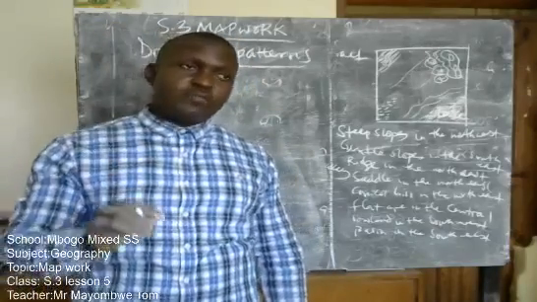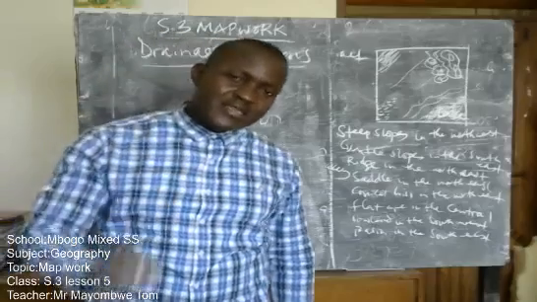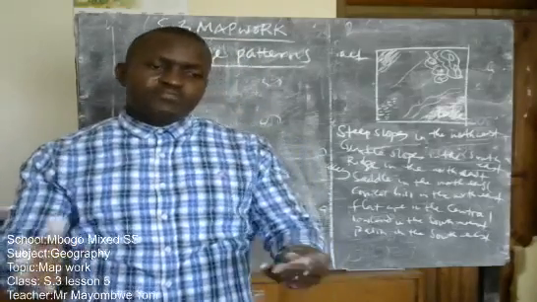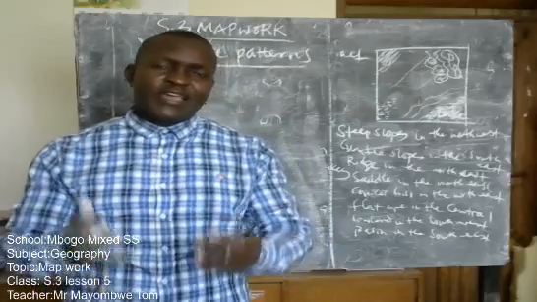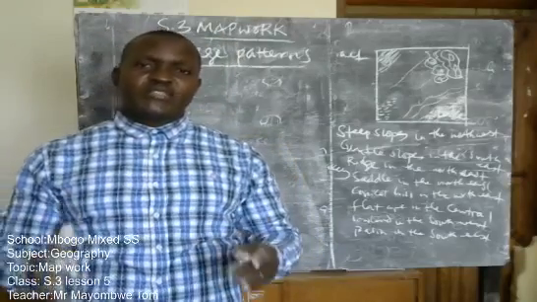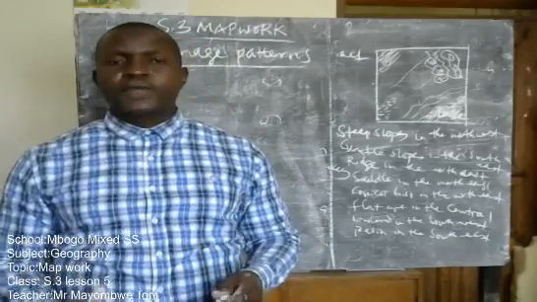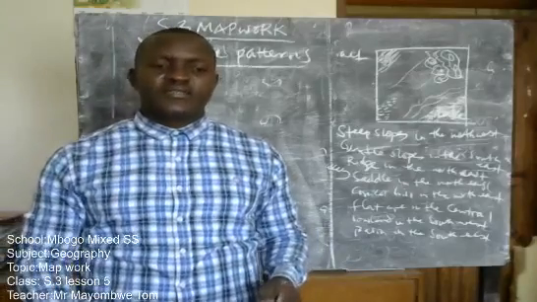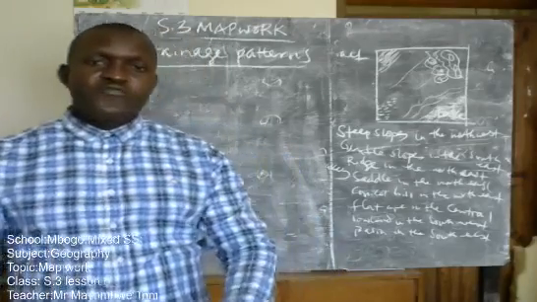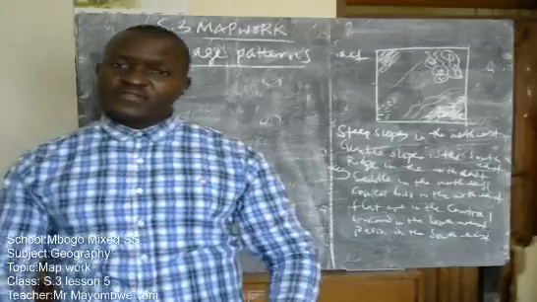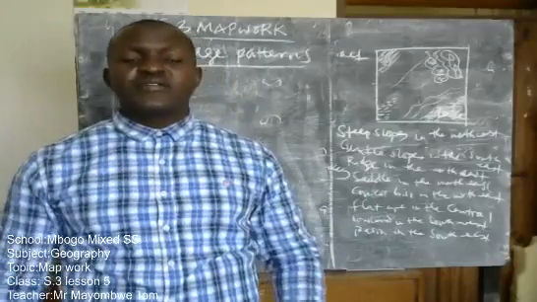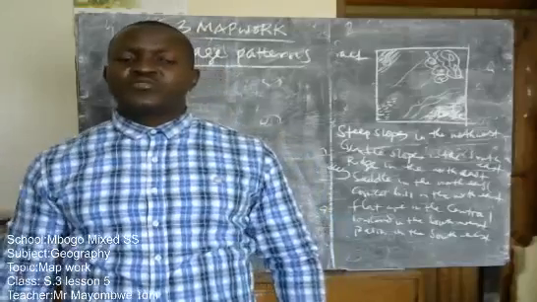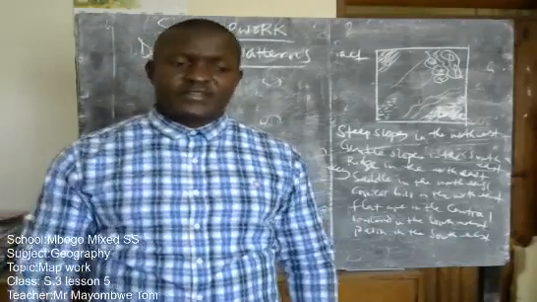But when we talk about a drainage pattern, by definition it is a plan or a layout created by a river and its tributaries on the surface of the earth. When a river and its tributaries are flowing on the surface of the earth, they create a layout or a plan that we call a drainage pattern.